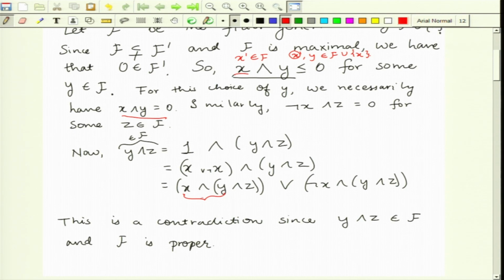Here we use associativity to conclude that since this is equal to 0 from the above, and since negation x meet y is equal to 0, again from our assumption, we get that this expression evaluates to 0. And since this element is supposed to be in F, we obtain a contradiction, since F was supposed to be a proper filter. And so we have finished the proof. This tells us that F is an ultrafilter. That is the assumption that is being contradicted above.